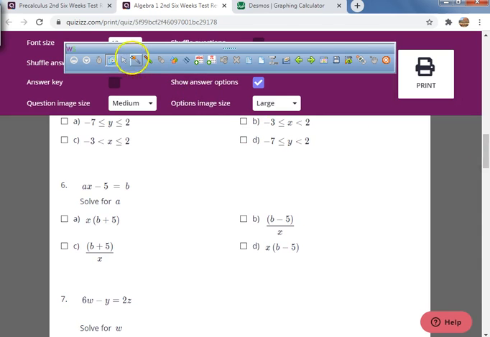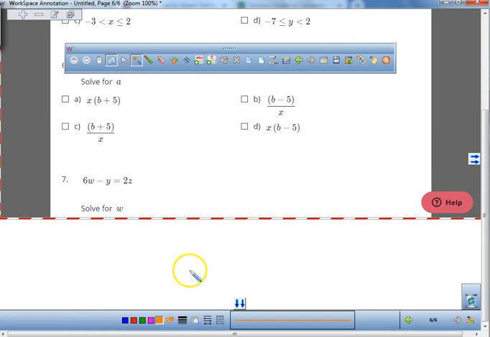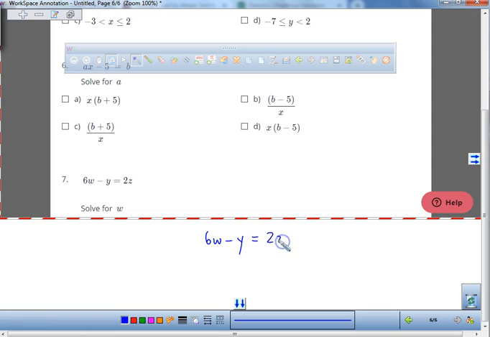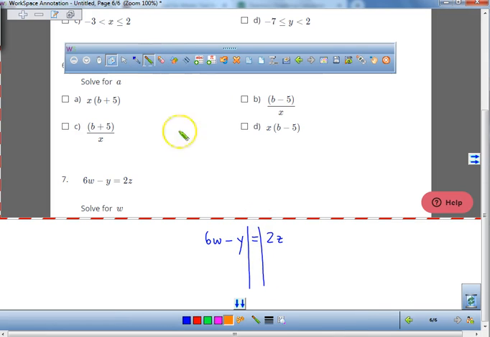Okay, guys, what does number 7 say? All right, let's solve for W. We're not going to retitle this. This is under the same heading, solving for a specific variable. 6W minus Y equals 2 times Z. I'll give you a chance to write it down. I'm going to highlight the letter that we're solving for right there. That's what we're solving for, so write it down. And we're going to solve for that specific letter. So we're solving for W.